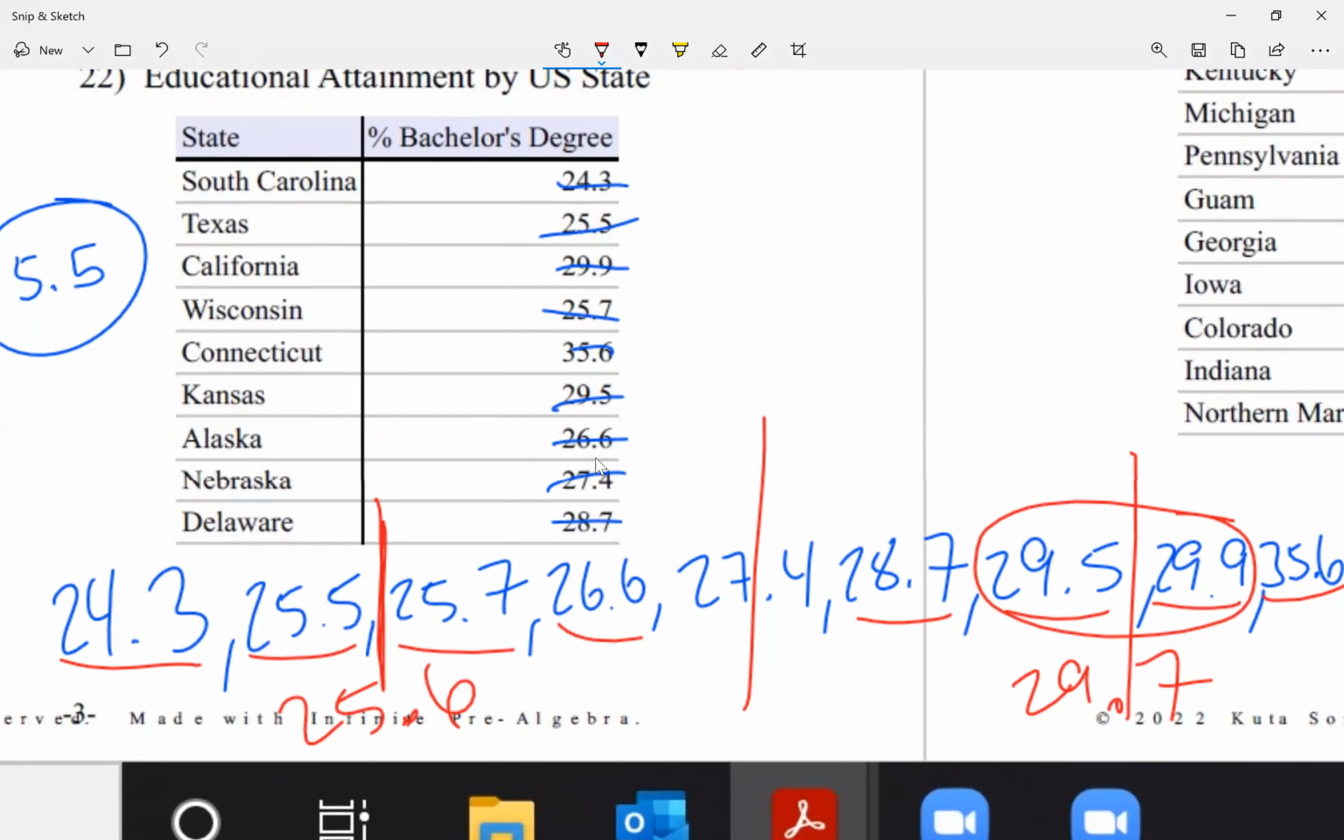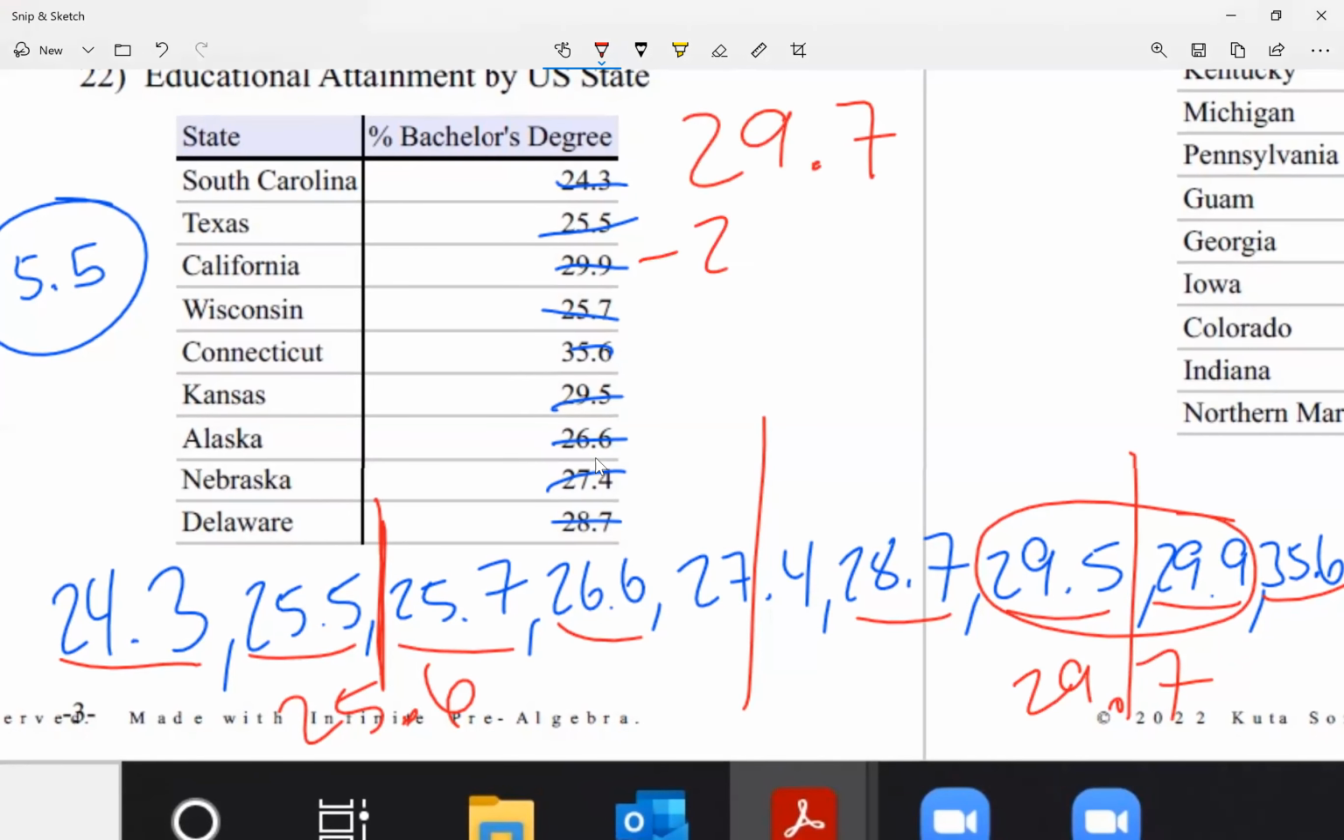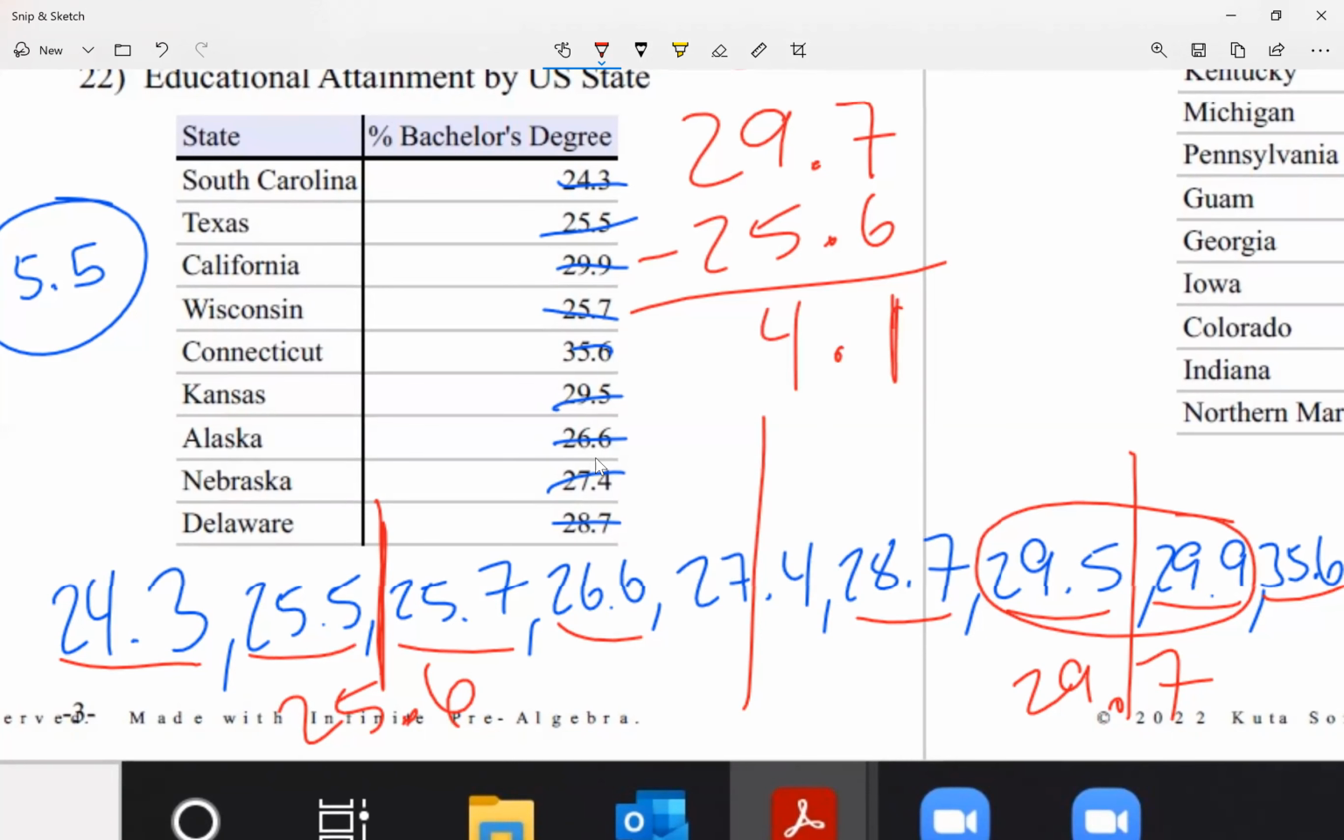Now, for me to know the interquartile range, let me subtract these two numbers: 29.7 minus 25.6. I use the upper quartile minus the lower quartile. In this case, I get, let's see, 29.7 minus 25.6. So there's my point. 7 minus 6 is 1. 9 minus 5 is 4, and then there's no 2s. My answer is 4.1.